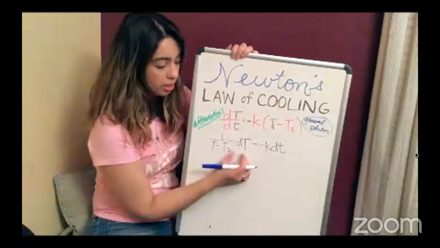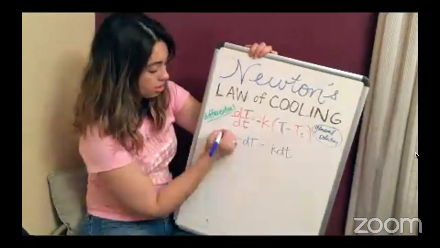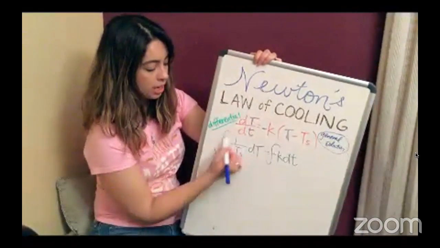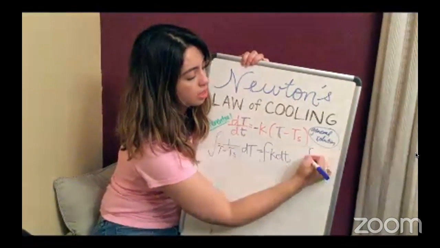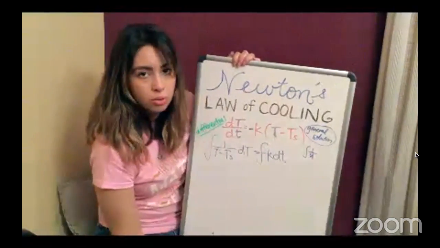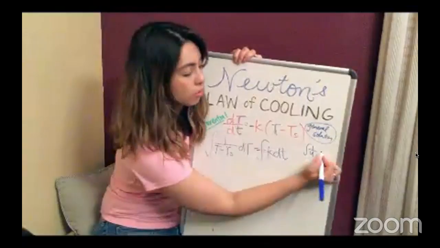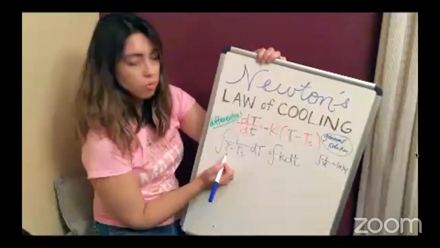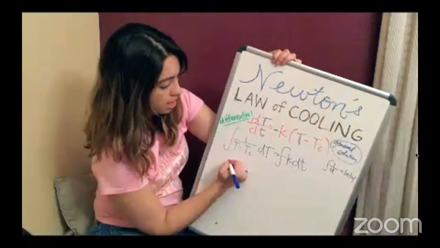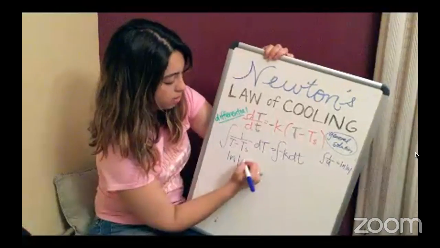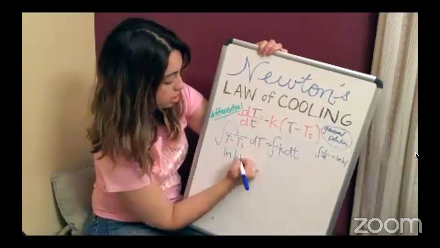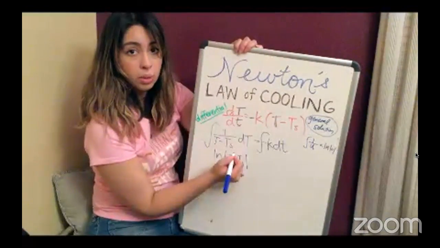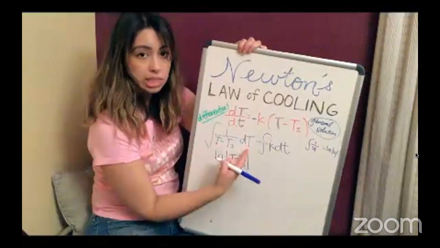Now that we've separated the variables, we can actually integrate. So we'll integrate both sides. This right here reminds me of the integral of 1 over u, so it's a u substitution. The integral of 1 over u is equal to ln absolute value of u. So I can go over here and I know that this integral is going to be ln absolute value of whatever's down here, which is T minus T sub s. The dt goes away because we've integrated, so the integral goes away, the dt goes away.